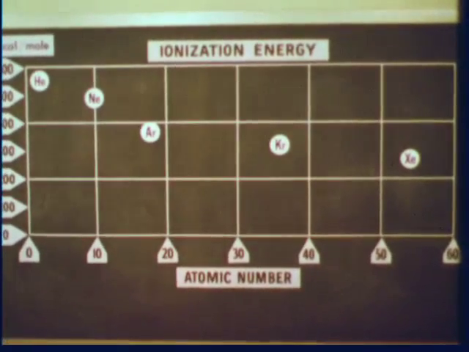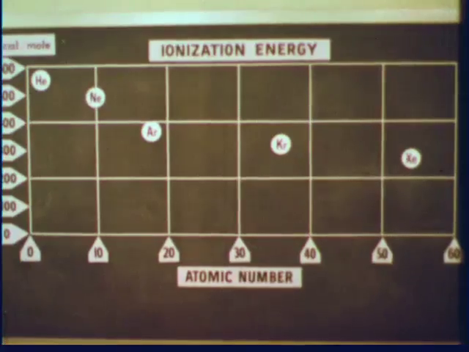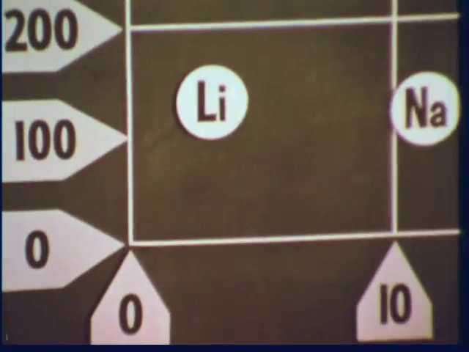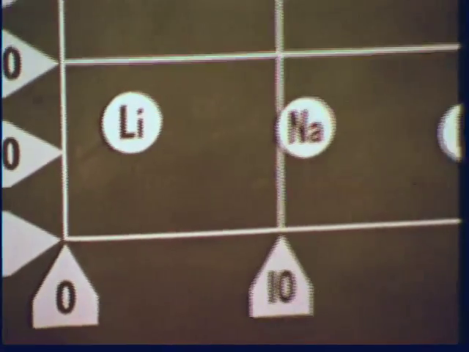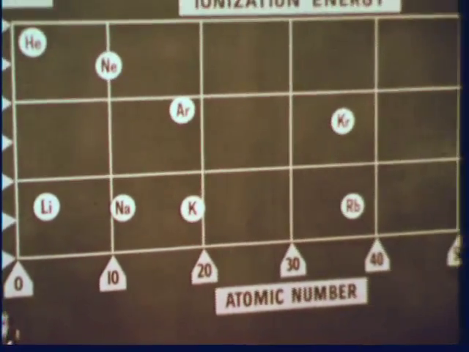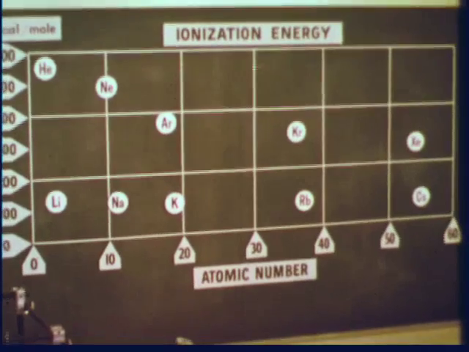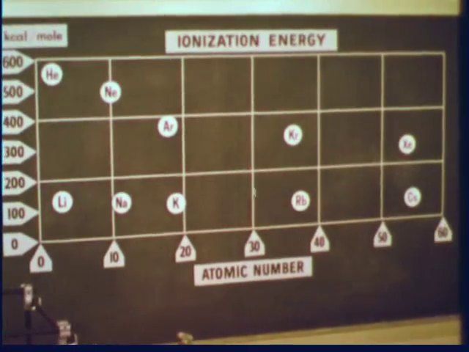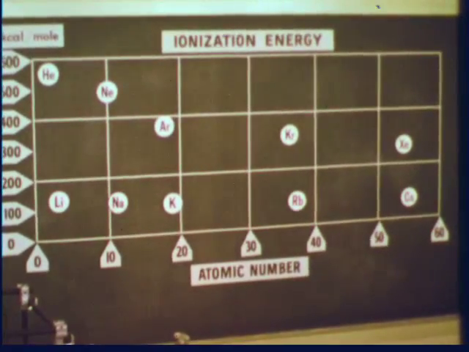The ionization energy of the alkali metals can be added to our plot. Lithium, sodium, and the others. The ionization energies of the alkali metal group are all much lower than those of the inert gases, and they decrease very slowly with increasing atomic number.